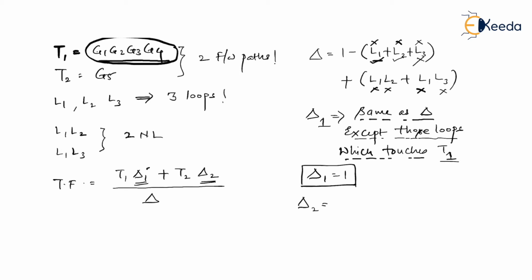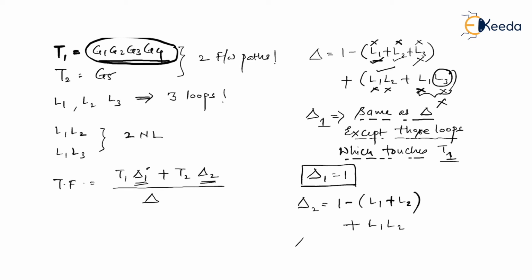So let me just write it: 1 minus L1 plus L2 plus L3, right? Okay, L3 we have to cancel. So let me just rough out L3 here. Plus, since I have to consider only L1, L2, I'll go for the first term. And since I don't have to consider L3, I'm going to cancel out this term. So what I'll have over here is L1, L2. So this is nothing but the value of delta 2.